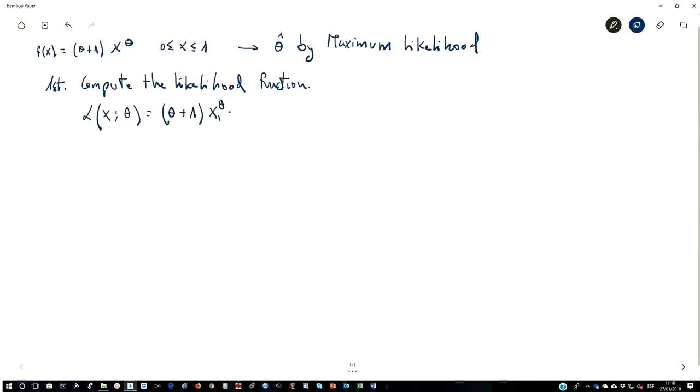So theta plus 1 multiplied by x sub 1 to the power of theta, multiplying the function applied to the second point, theta plus 1 multiplied by x sub 2 to the power of theta, and so on till the last point that we have in our sample. If we summarize all this information, we reach theta plus 1 to the power of n multiplying the product from i equal to 1 to n of x sub i to the power of theta.